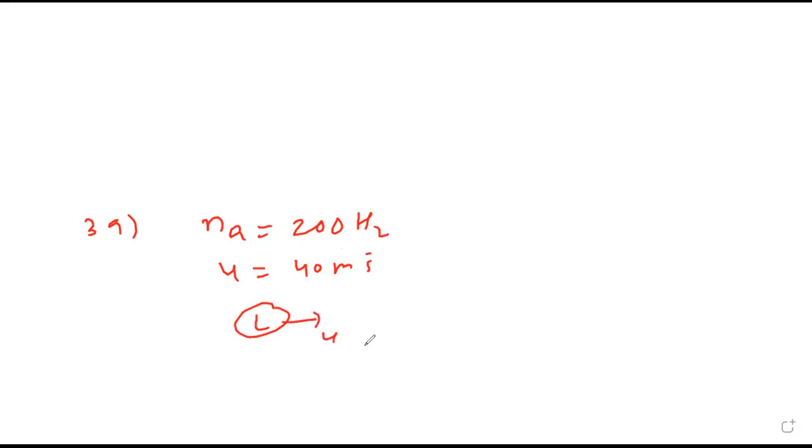39. Apparent frequency of note. Apparent मतलब जो हम लोग को सुनाई देता है. Apparent is 200 hertz when the listener is moving with a velocity of 40 meter per second towards a stationary source. Source is at rest.